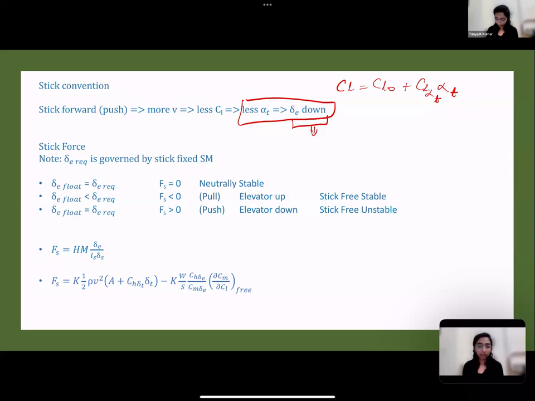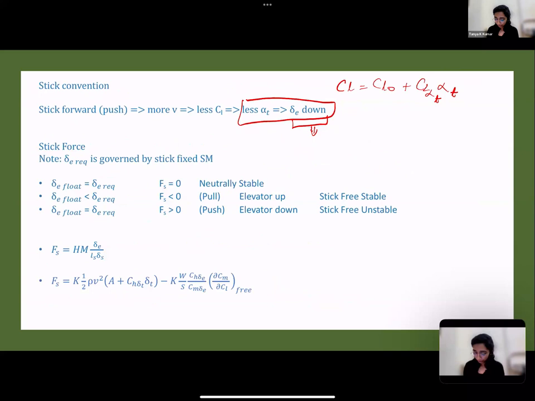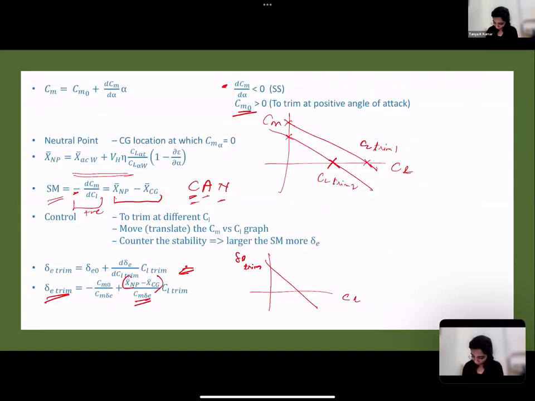Delta E required, this equation that we saw, this delta E trim, is only governed by the stick fixed static margin. It's always governed by stick fixed static margin, never the stick free static margin. In this equation, you have x bar NP minus x bar CG, which is your static margin. That is the stick fixed static margin, never your stick free static margin.